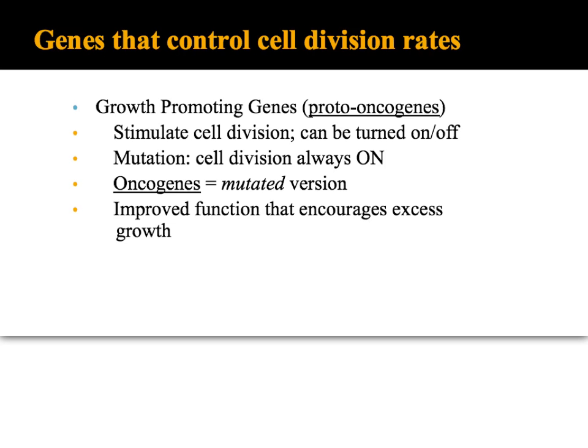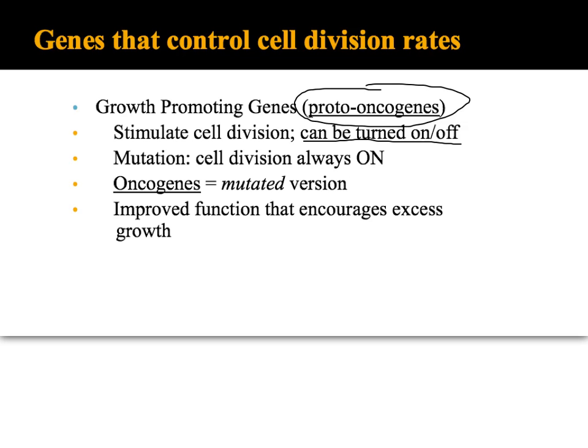So the first type is proto-oncogenes. And these are genes that promote growth. So these were those proteins in the cell cycle that if everything was okay at the checkpoint, they said, yep, you're okay, go on to the next step of the cell cycle. So normally, in a normal situation, I can turn these genes on or off. If my cell is not ready to go to the next step of the cell cycle, this gene is off, and I'm not producing the protein that would allow it to go to the next step.